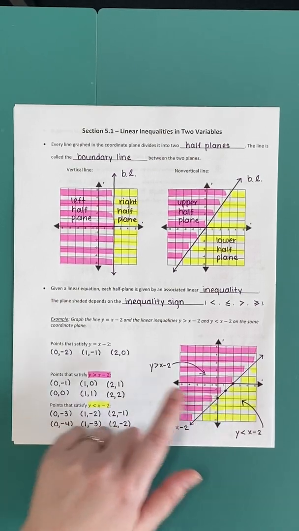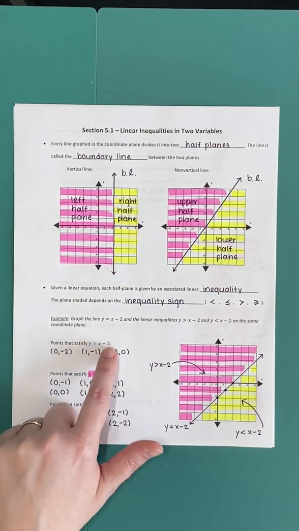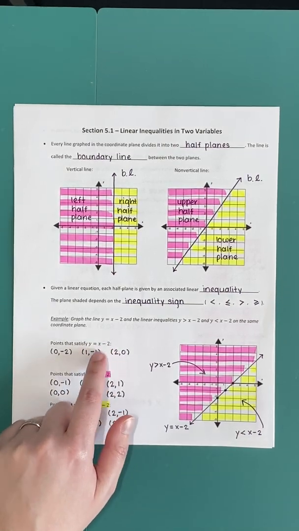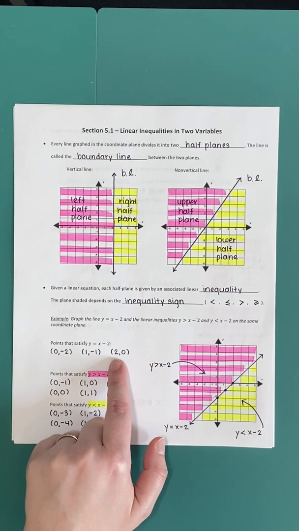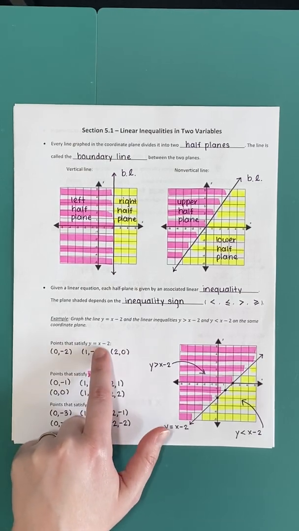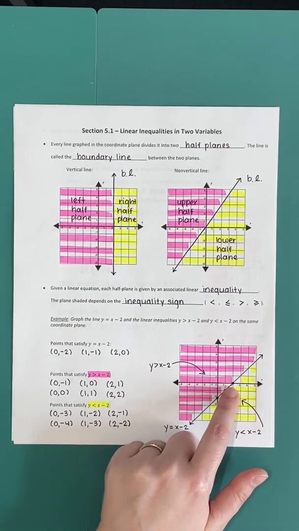We can do the same thing if we let y be 0. So 0 is equal to x minus 2. If I add the 2 and move it over to isolate my x, then I get x is equal to 2. So when y is 0, x is equal to 2. 2, 0 is an ordered pair that solves this equation. So that point is also on our line.